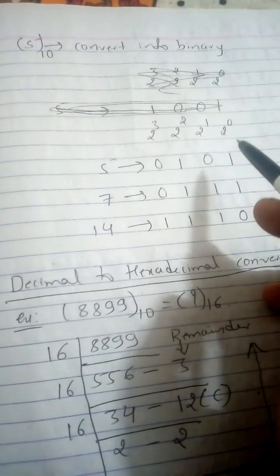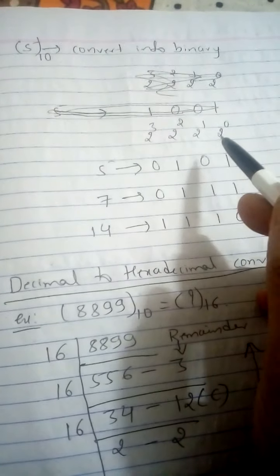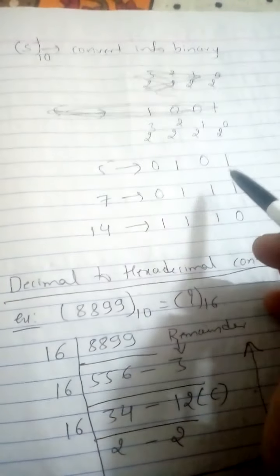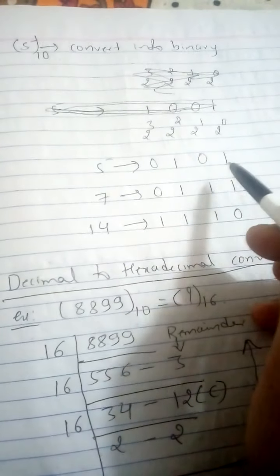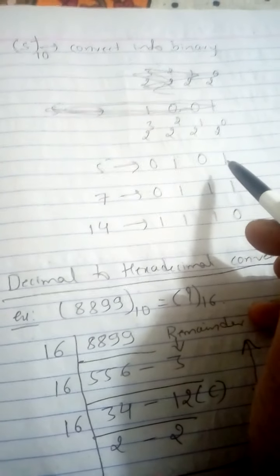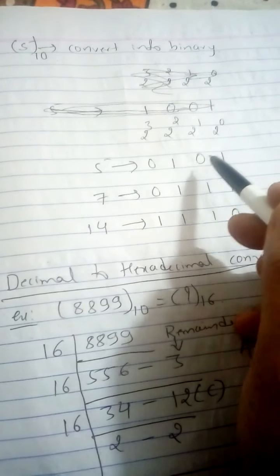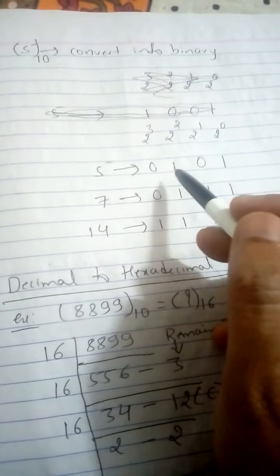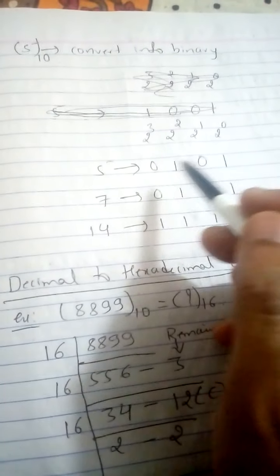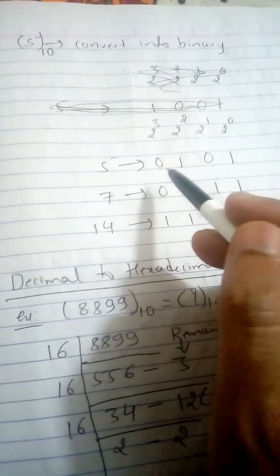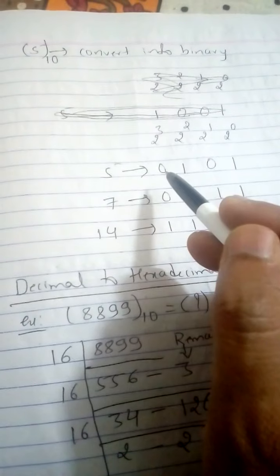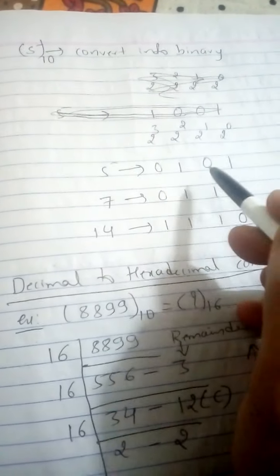So these are the weights: 2 raised to 0, 2 raised to 1, 2 square, then 2 cube. In these places, either I can write 0 or 1. Here I have written it as 0, 1, 0, 1.